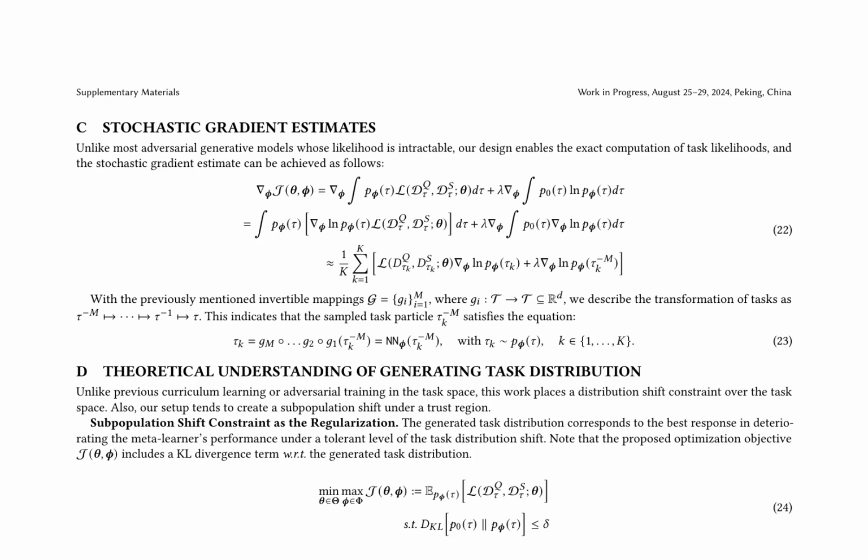Invertible mappings, denoted as G, transform tasks from an initial distribution to a generated distribution, described in equation 23. The paper highlights the theoretical understanding of generating task distributions, involving a distribution shift constraint over the task space. This constraint is formulated as a subpopulation shift under a trust region, where the generated task distribution corresponds to the best response in deteriorating the metalearner's performance under a tolerant level of task distribution shift.